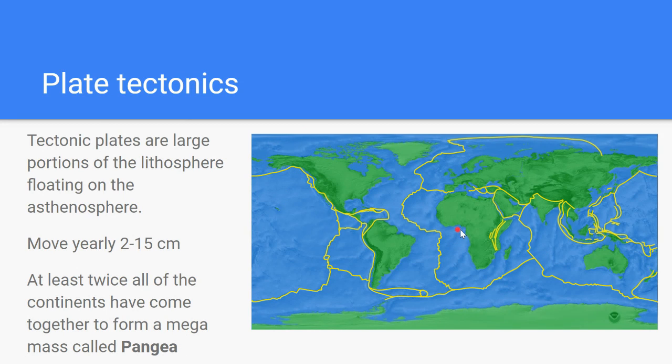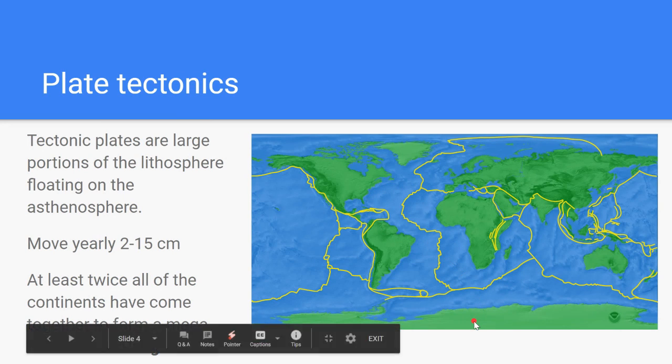If you look, we've got Africa right here, and it could technically fit in this little space right here. Same with Australia, that could come up here. And then that just comes together to form what we call Pangea.